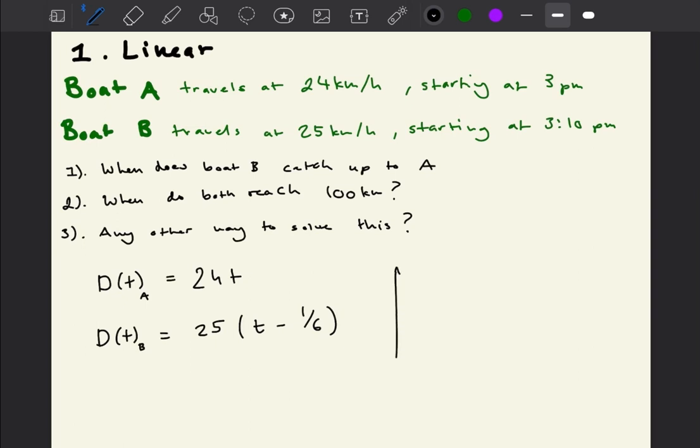Well, if you imagine a graph that goes like this, and you have boat A that moves like this, boat B has a steeper slope, but it starts later. So its y-intercept has to be negative, right? And the reason why it's in brackets is because 1/6 is just the time, but we're modeling distance, right? Our y-axis is the distance, and in order to get the distance, we have to multiply the time by the speed, which is 25. Because in this problem, it's at constant speed, and this can be simplified to 25t minus 25/6.